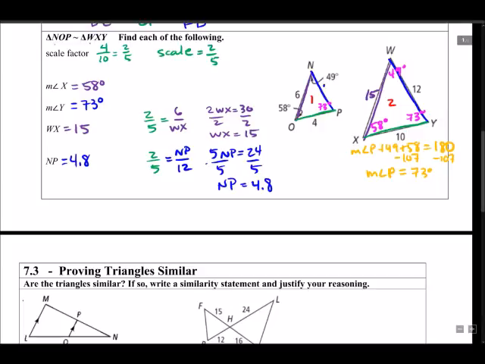So I can come over here, 4.8. Now, does that seem reasonable? I've got a 4, 4.8, 6 triangle and a 10, 12, 15. That seems like it could be reasonable. They changed about the same rate. All right, that was fun.